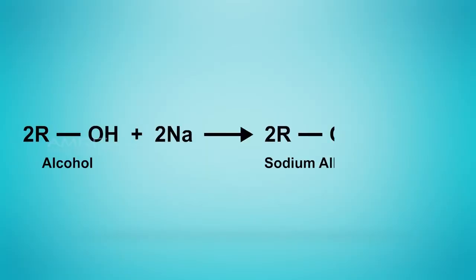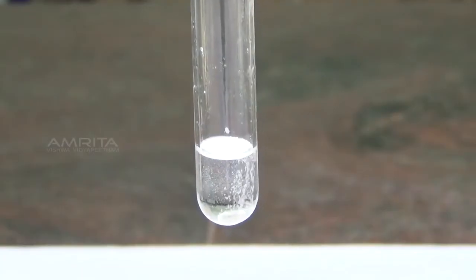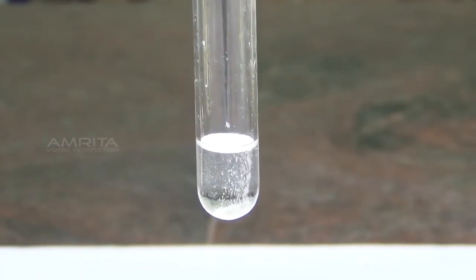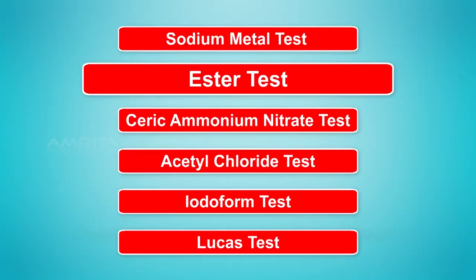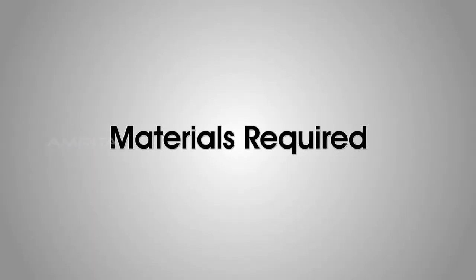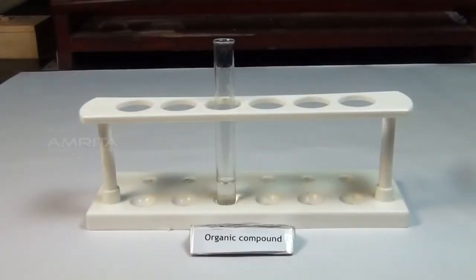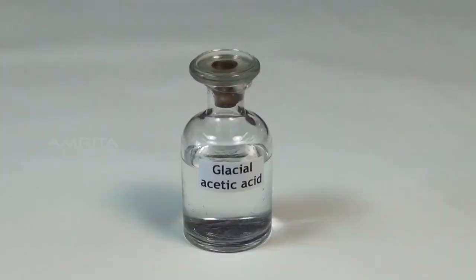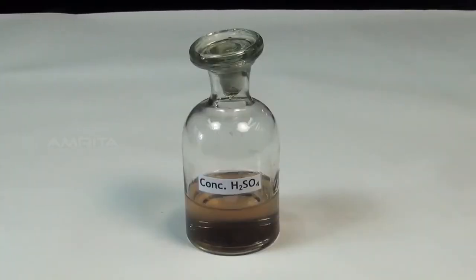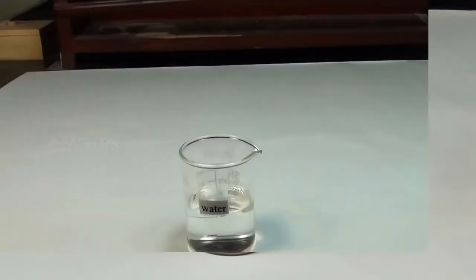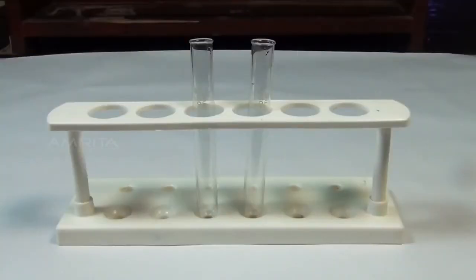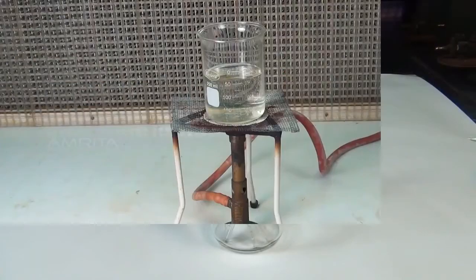Alcohol reacts with active metals like sodium to produce effervescence due to the liberation of hydrogen gas. Ester test. Materials required: organic compound, glacial acetic acid, concentrated sulfuric acid, cold water, test tube, droppers and water bath.